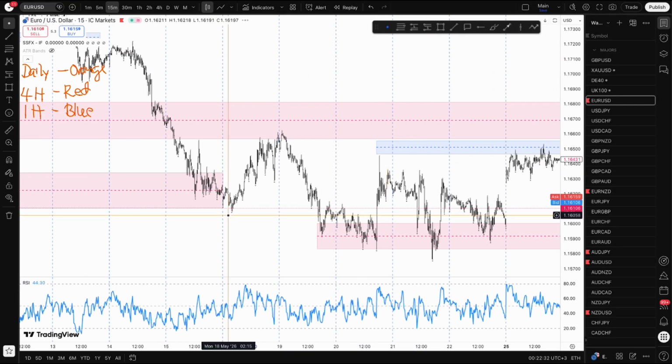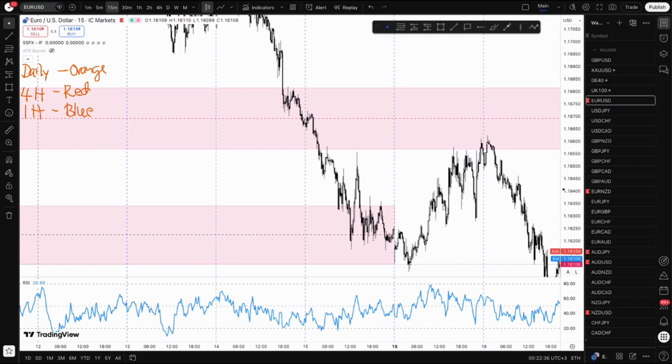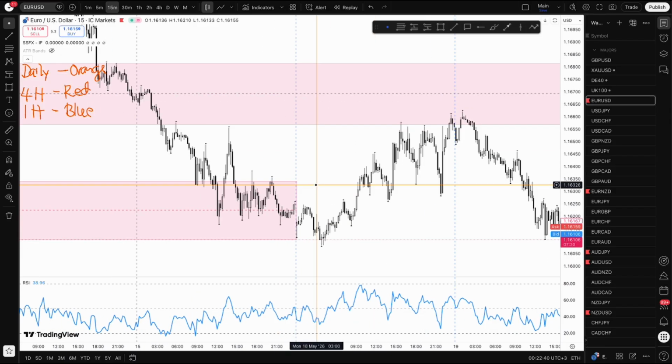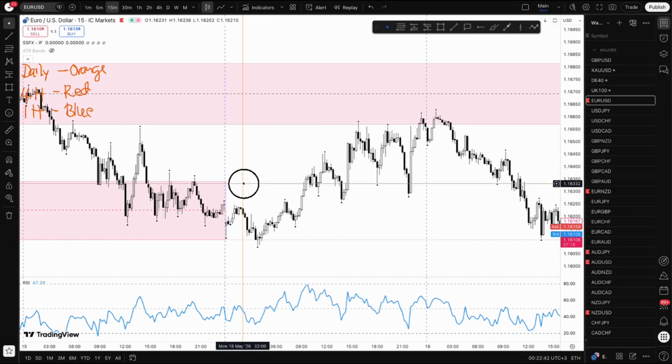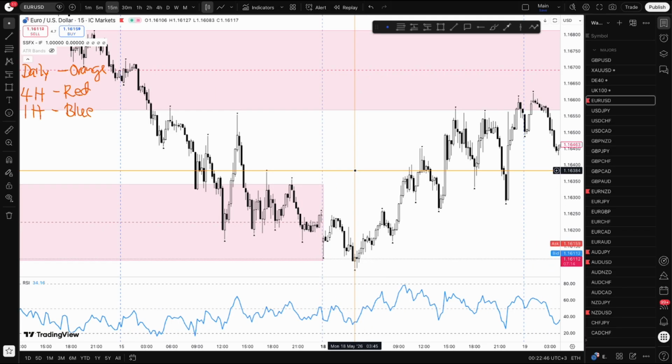This is just a reminder that divergence is not a holy grail strategy, and it doesn't mean that the market will reverse, but it's a good signal that the market could reverse, and it's up to you to actually get prepared, get ready to take the trade.